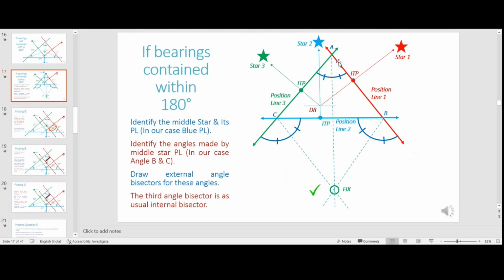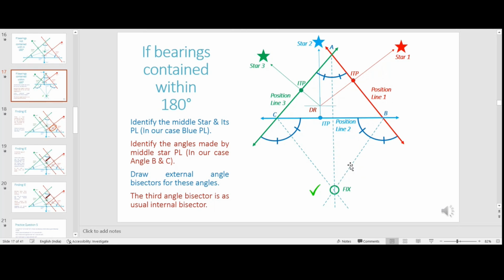This was the diagram for bearing stretch contained within 180. So this is our fix. Now you have to select any one PL from these three. Which PL do you want to select, beta? Make it blue, sir. Not blue, sir, this one, the green side one, green. Right, beta, right. So let's say you select the green position line. Now we have to draw a line parallel to this position line passing from the fix. So you draw a parallel line passing from the fix.